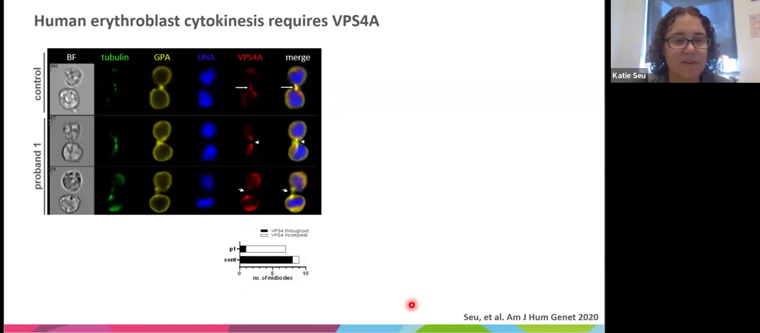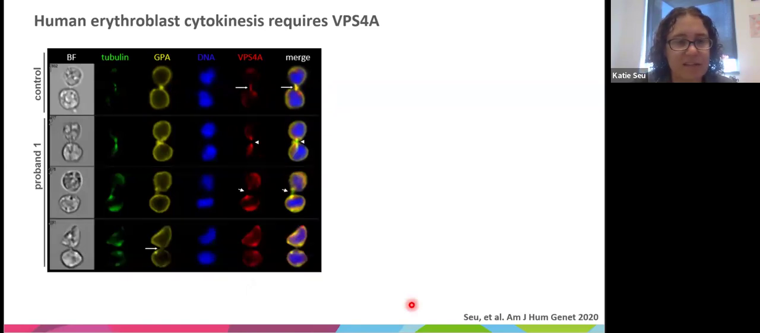And we quantified this in a number of dividing cells that we caught. And we also identified many cells that lacked tubulin in the midbody structure, but still retained, based on the GPA staining, a membrane connection. And this was very reminiscent of the cytoplasmic bridges that we saw in the patient's bone marrow.